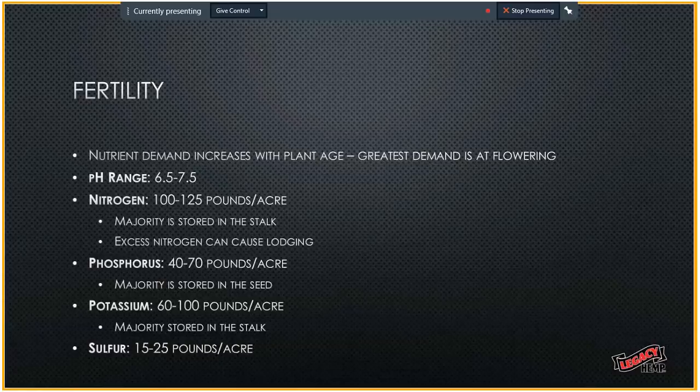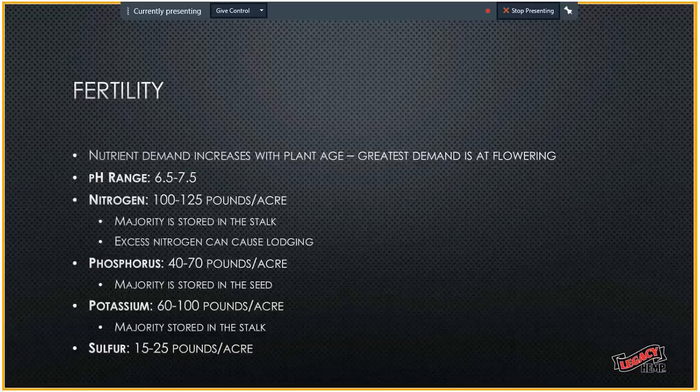So if we have heavy winds and we're growing it too fast, we have the potential to have a quote-unquote green snap in hemp as well, where we can get some lodging. I have not seen that happen yet, but it is a possibility. It is out in the literature that they talk about this in Canada.